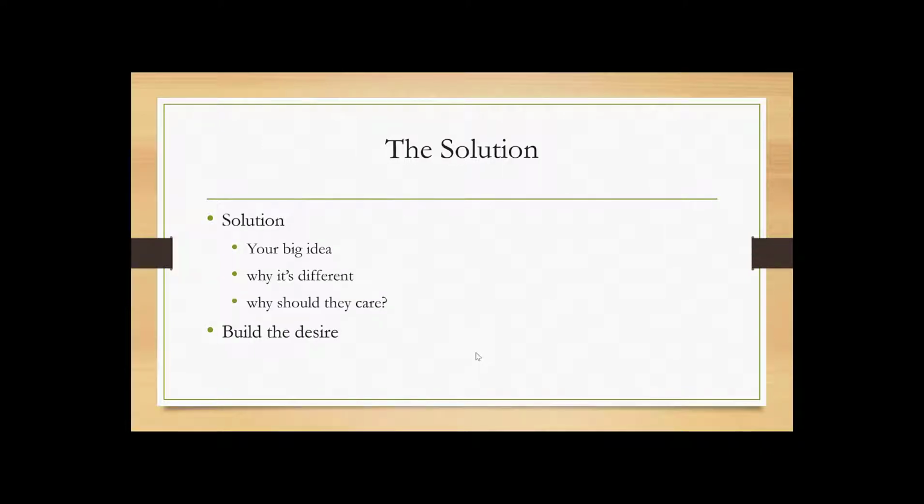So what is the solution? Remember, this is your big idea. Tell the audience why it's different from other ideas that are out there. What makes your solution unique? And again, continue to state why the audience might care about your solution. Build the desire that will keep them engaged throughout the remainder of your presentation.